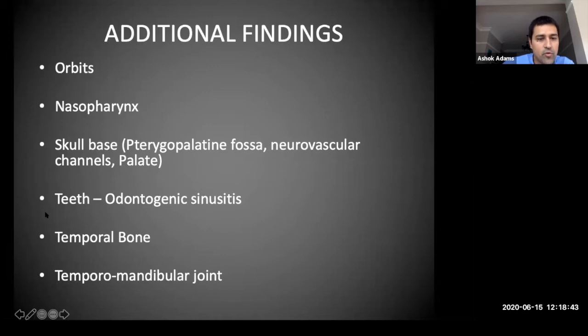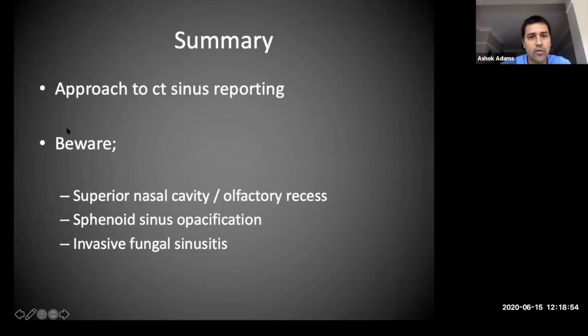So always looking at your maxillary dentition. And you'll always capture part of the temporal bone and the TMJs with your sinus CTs. So lots of ENT structures here when you do your sinus CT that we'll spend a lot of time looking at. So that was just a quick introduction as to how I report them.